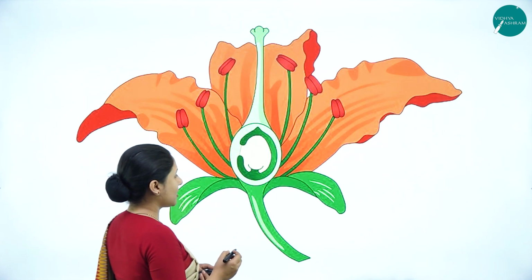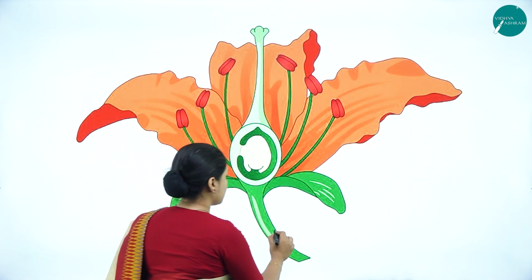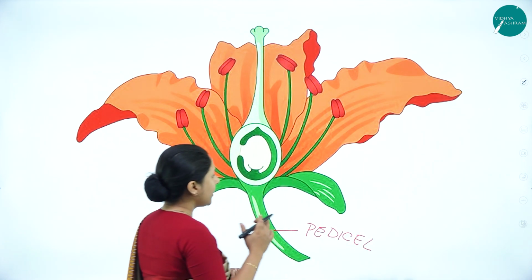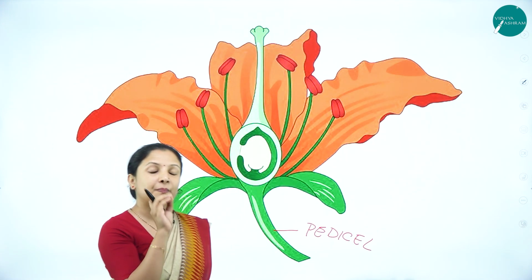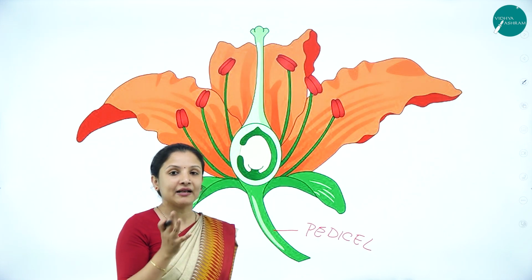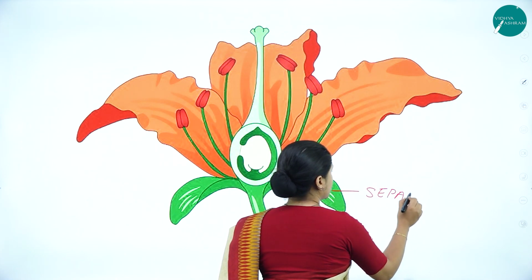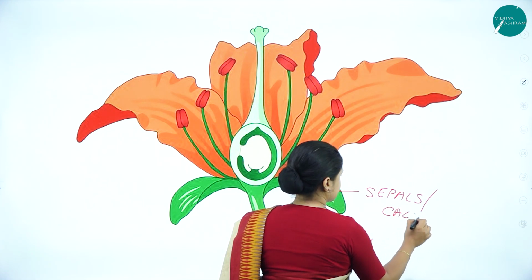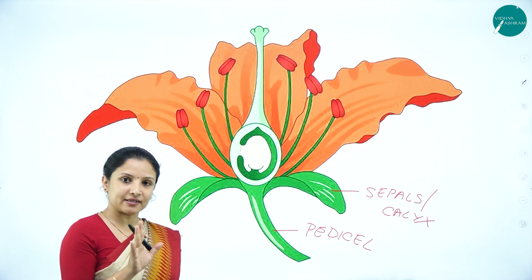First, talking about the base of the flower. There is a stalk which holds the upper parts of the flower, right? That stalk is called the pedicel. And right above the pedicel, there are small leaf-like structures which are not colored and are green in color. Those structures are called the sepals. One more term for sepals is calyx. So whenever the word calyx comes, don't get confused. It is nothing but the sepals.